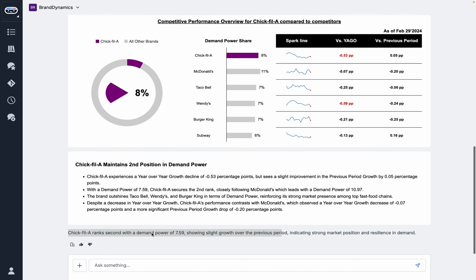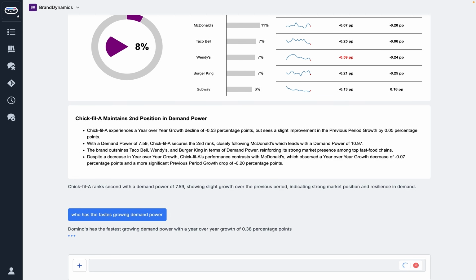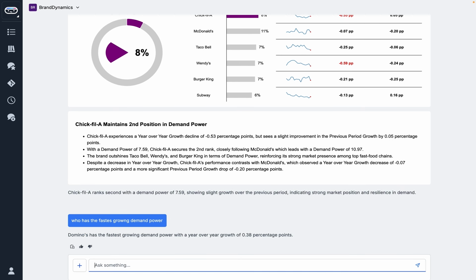Now I can follow that question up with maybe a broader market question like who has the fastest growing demand power? When I ask a question like this, and notice I don't have to enter things correctly, I'm continuing on that previous question, and in this case it didn't need to look for another skill or pursue other information because it already had it in the context that Domino's has the highest growth of demand power.